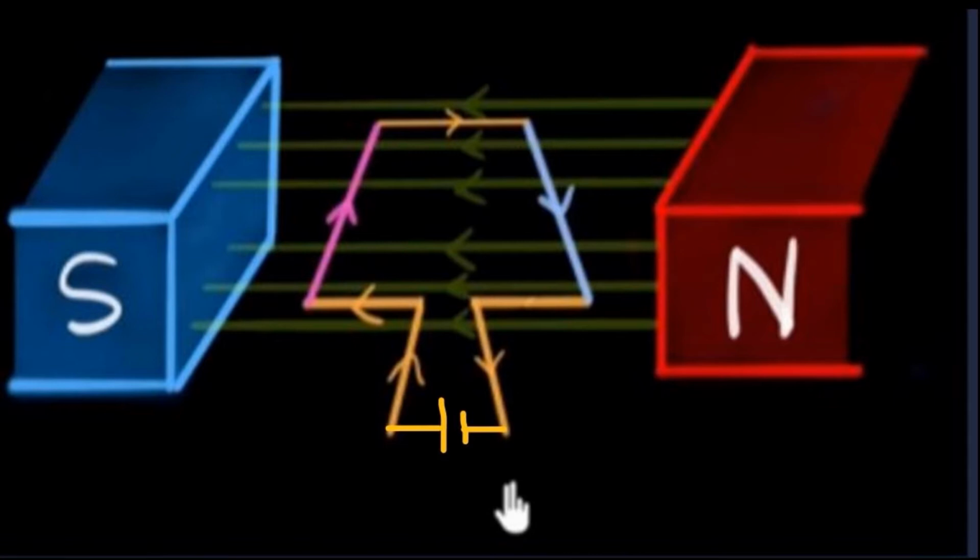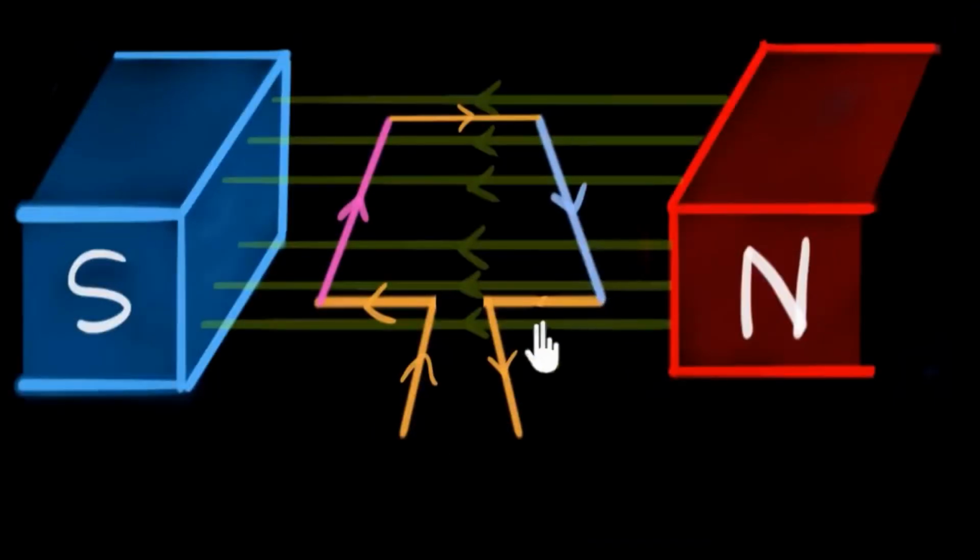We'll place a current carrying conductor in the form of a rectangular coil here. It can be of any shape. Now let us forget about the battery. We can think about the battery in the later part. The current is flowing through this direction. Let us take this as a positive terminal and this as negative terminal. The current is flowing in this direction now.